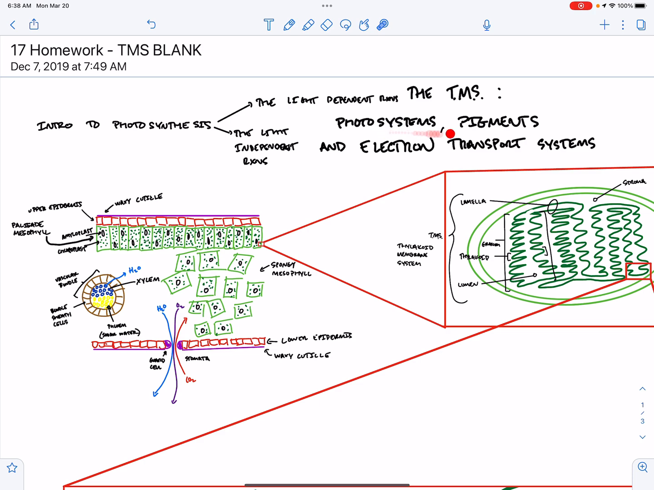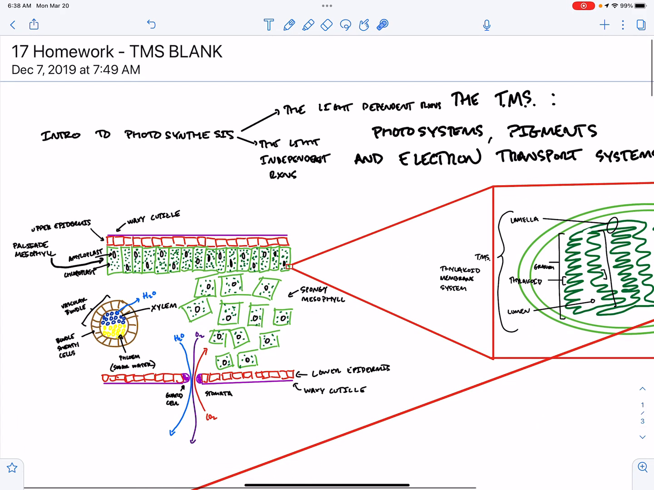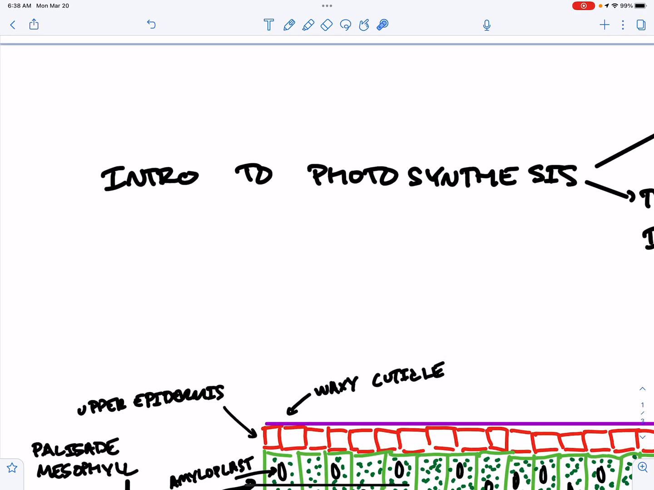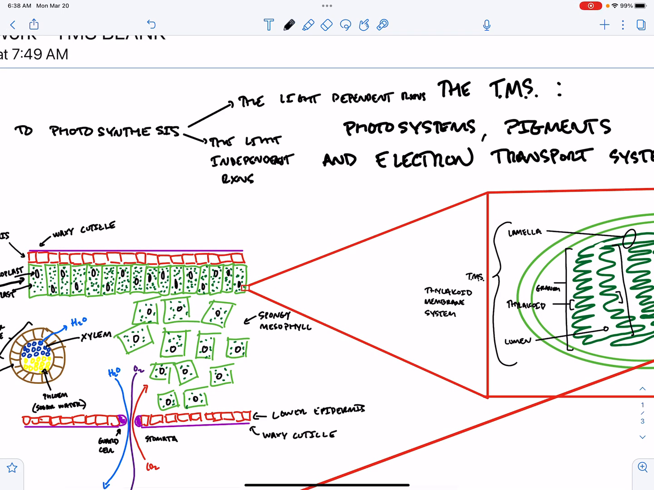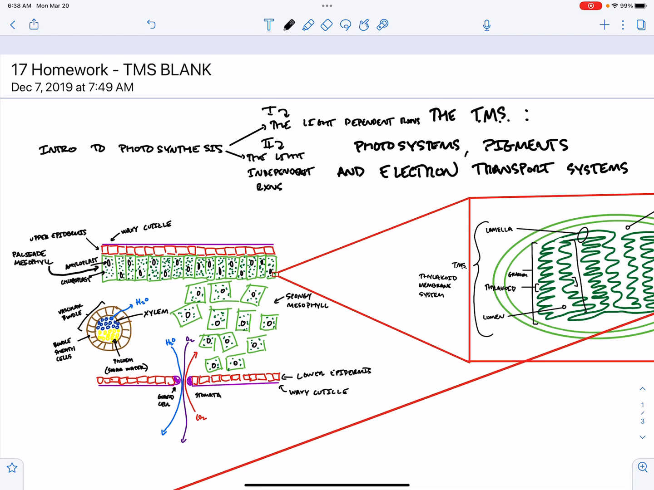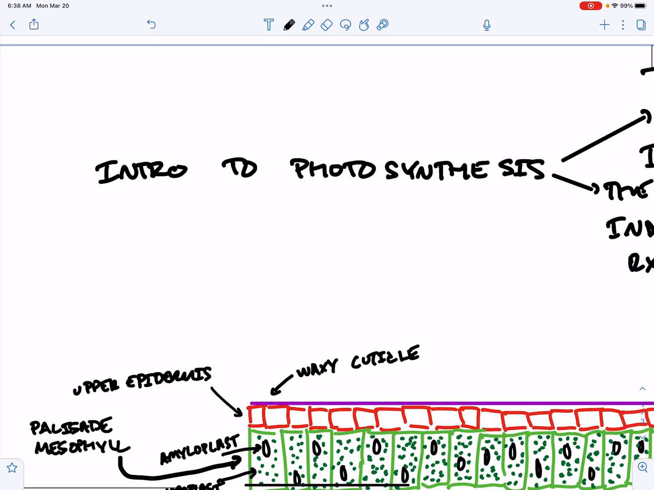So we're going to be discussing photosystems, pigments in those photosystems, and electron transport systems. Again, this is the light-dependent reactions. It's happening in the TMS, and it's kind of part one of photosynthesis. So this would be part one here, and this is part two here, which is going to be your next screencast.